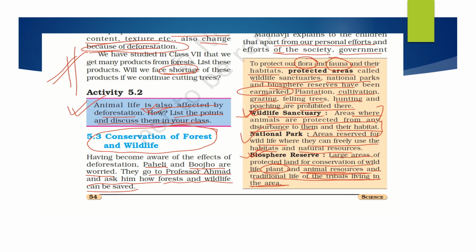Right, so is it clear to all of you? We have discussed the biosphere, biodiversity, wildlife sanctuary, national park and biosphere reserve. So many important things we have discussed. Now let us see what we are going to see in the next one.